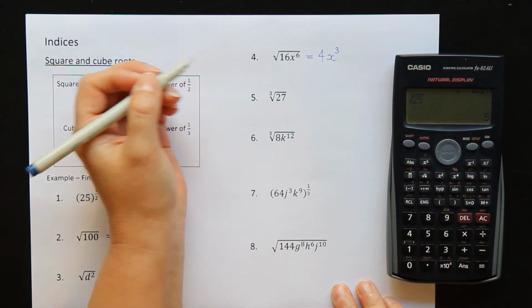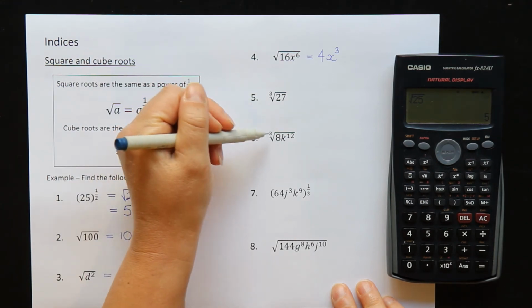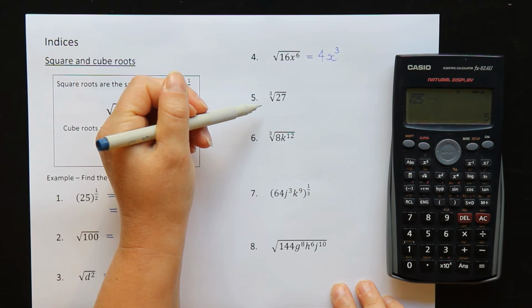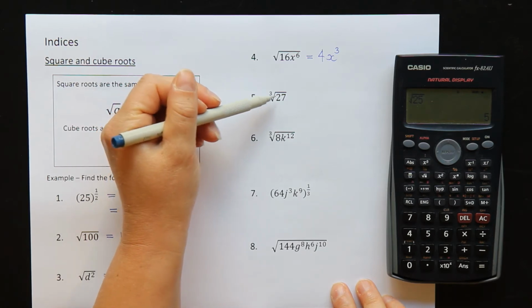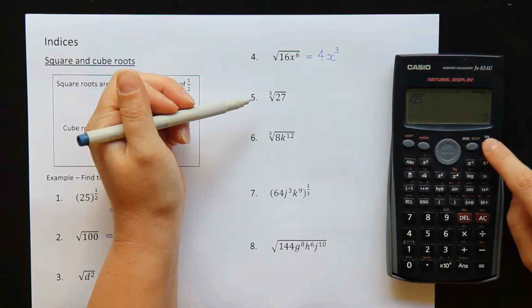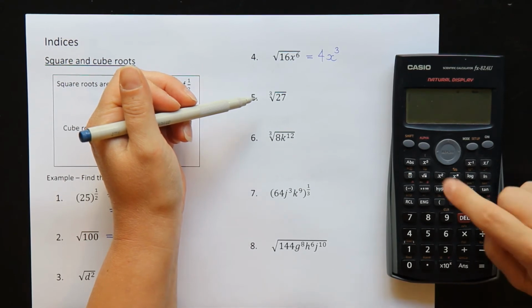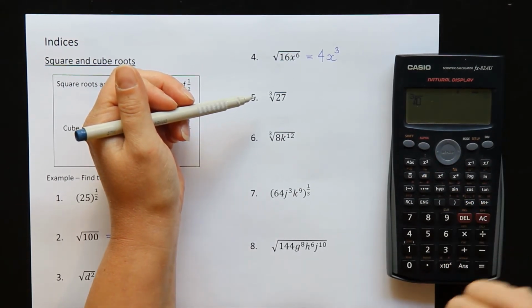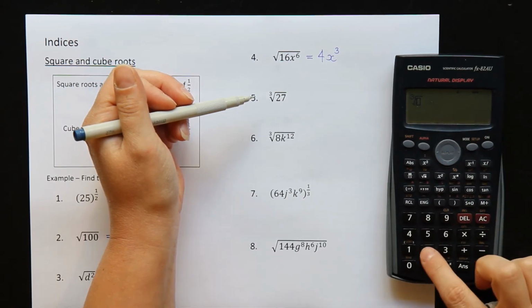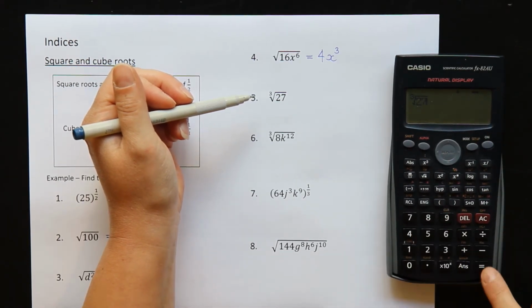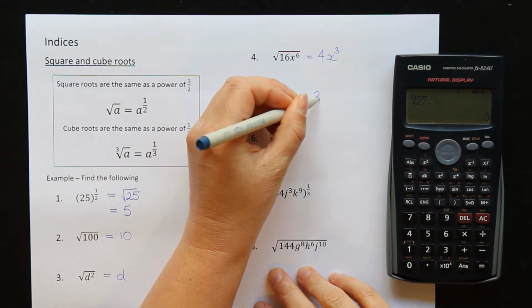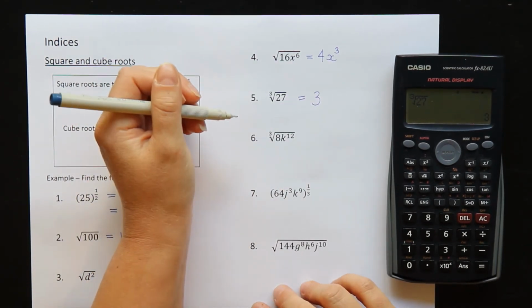Alright, now similarly we do very similar questions here with cubed roots. So the cubed root of 27, have a look on your calculator, there is a button for cubed root. On my calculator it's right there. So cubed root, so you have to have that little 3 at the top, of 27 is 3. Okay, so that's just with numbers.